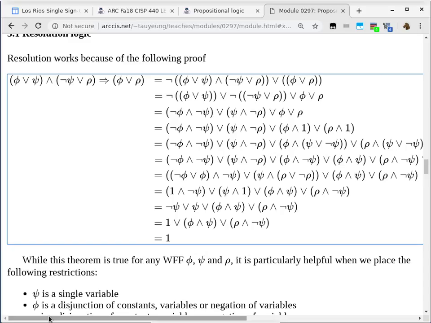Yep. Can you explain the last expression again? You mean this one? Yeah, that one. This one? Okay, so the second to the last row has a true. The true is because of the not psi or psi. So if you group these, it becomes a true. But then true or whatever is always true.